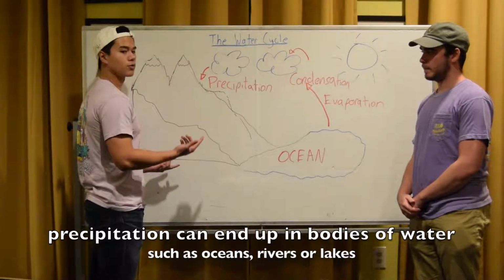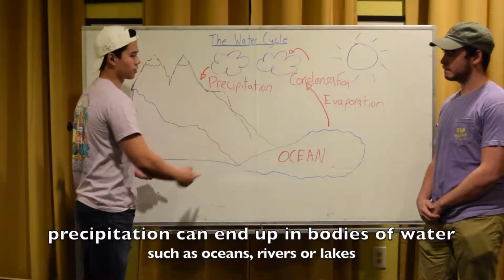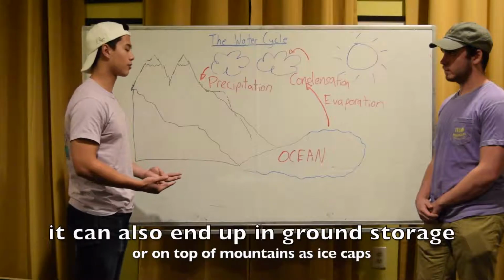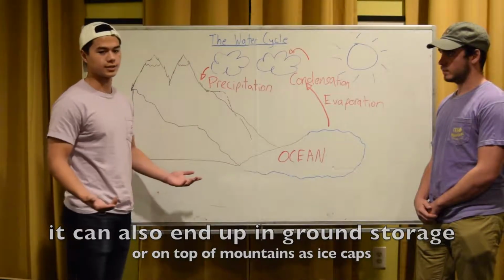Precipitation can end up in bodies of water such as oceans, such as here pictured, rivers, or lakes. It can also end up in ground storage, or on top of the mountains as ice caps.